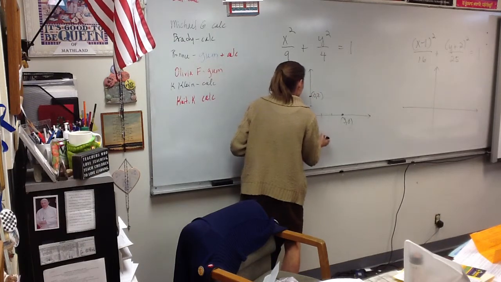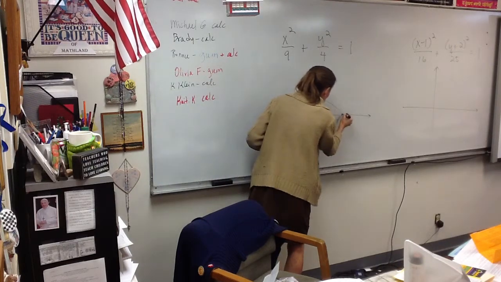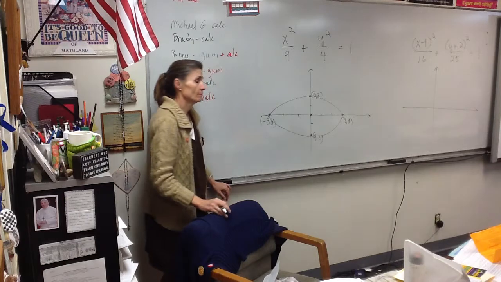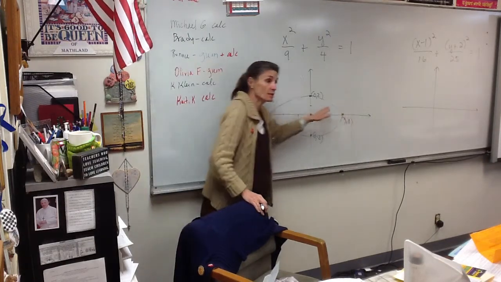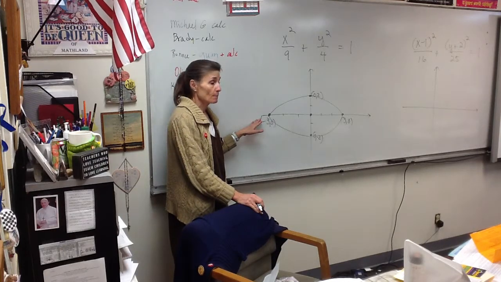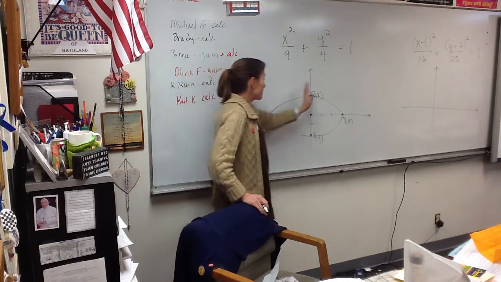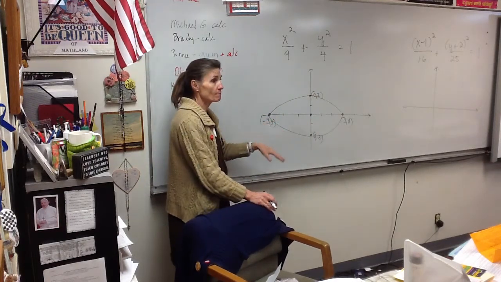And what did we call these 4 points that I'm connecting? Those are called vertices. And this axis, which is the long axis, is called the major. And this one is called the minor. So we did all that already.